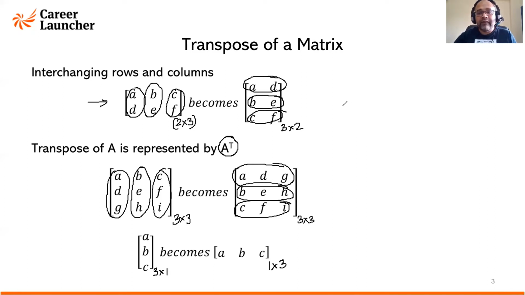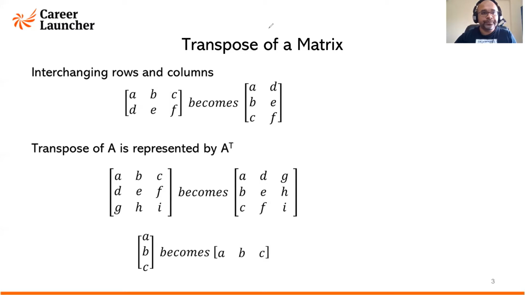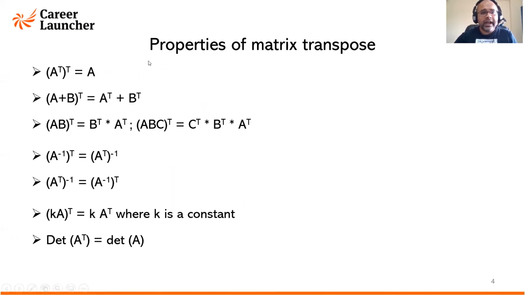So when you have a matrix A of dimensions N by M, then A transpose will become a matrix of dimensions M by N. It will just reverse, right? So this is the meaning of transpose of a matrix. Okay. Let's go ahead and take a look at some of the matrix properties.